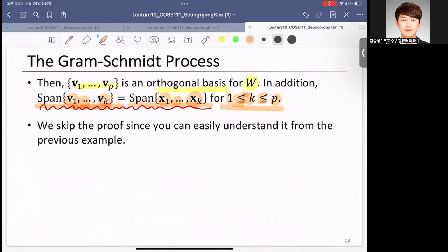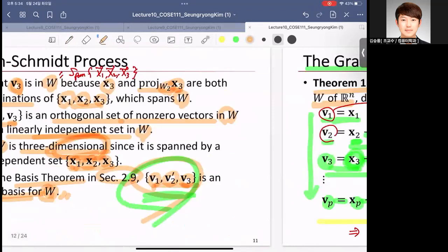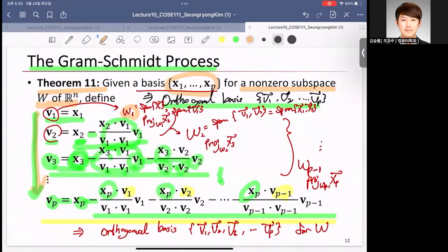So we will skip this proof because we easily understand it from the previous example. It is solved the same way as the example here; it's just expressing this in general form. So we will skip the proof of this one. This is the Gram-Schmidt process.